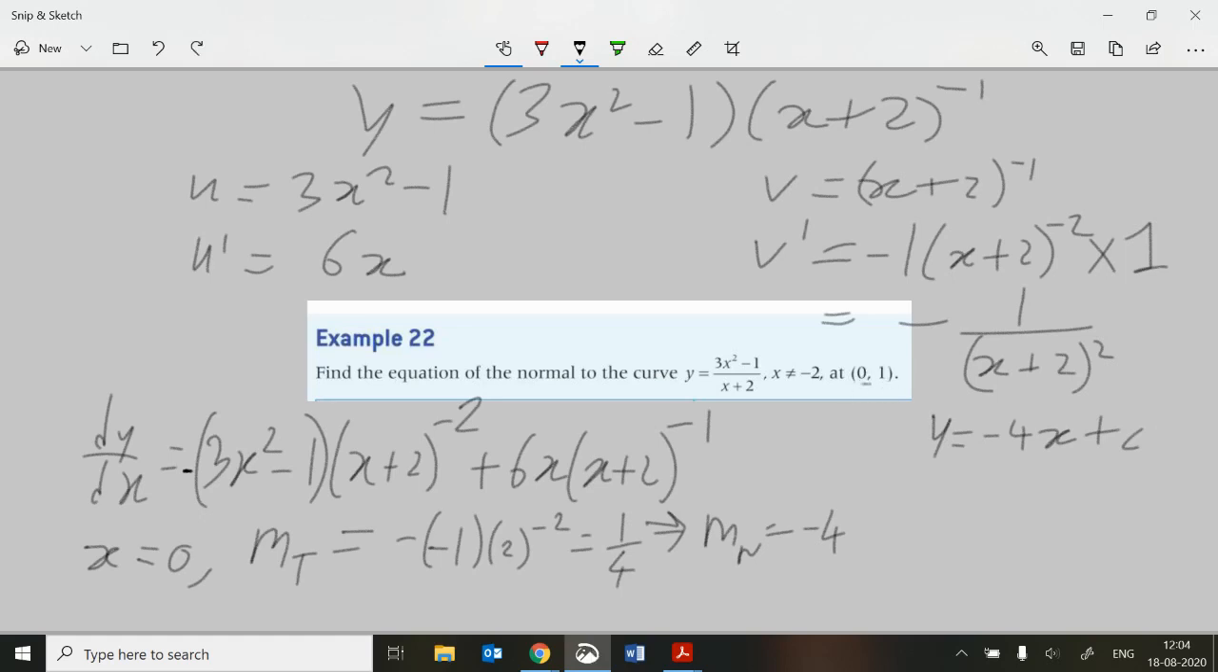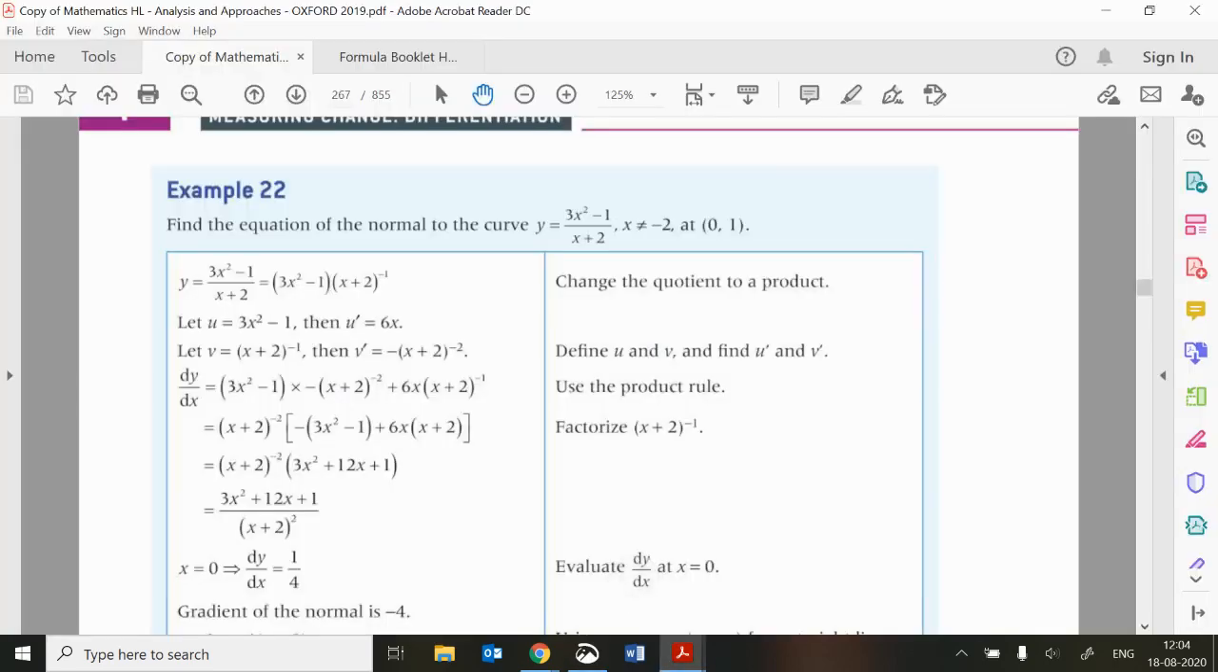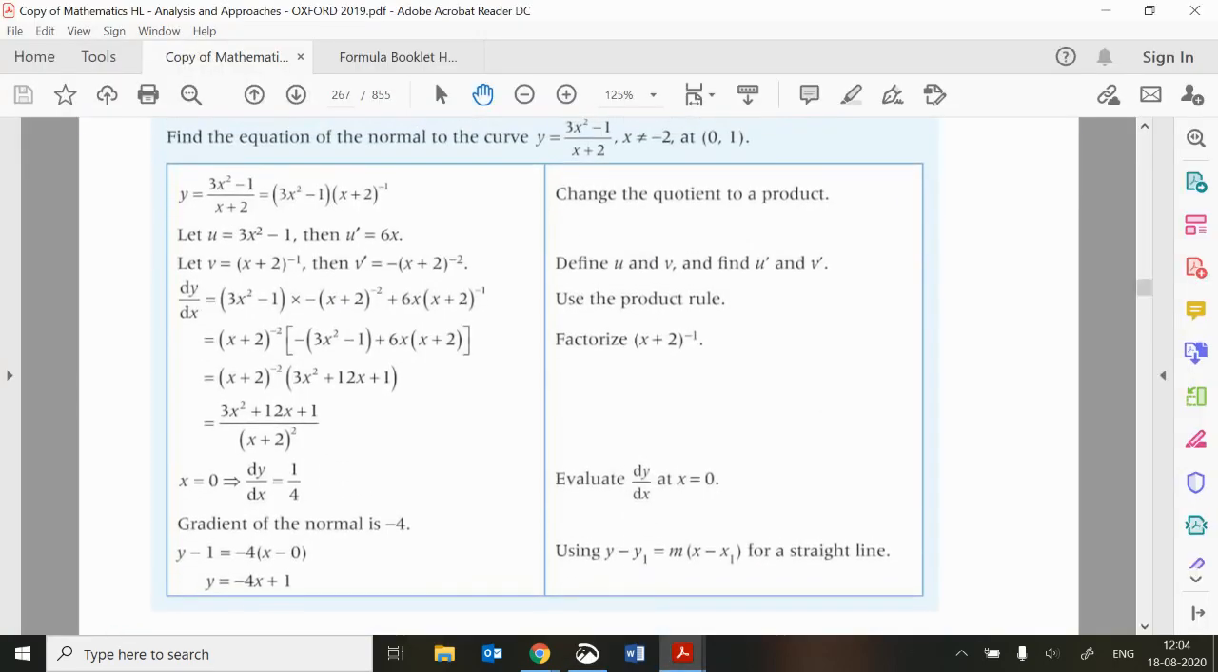When x is 0, y is 1. So we've got y is equal to minus 4x plus 1. There is our final answer for this question. Let's just check that one across. There we go, yeah, minus 4x and then plus 1.